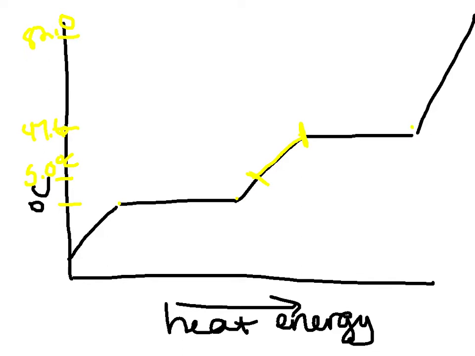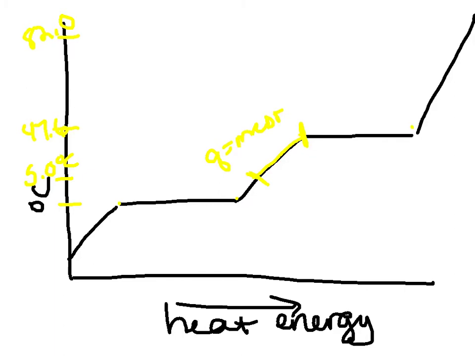Now, there is an increase in temperature in this part of the graph. So the formula that we would use would be Q equals mc delta T. Actually, I think what I'll do is just move that right here. We'll use Q equals mc delta T.